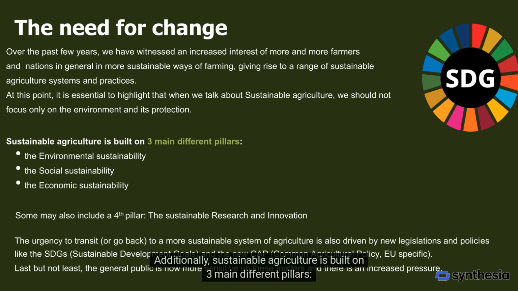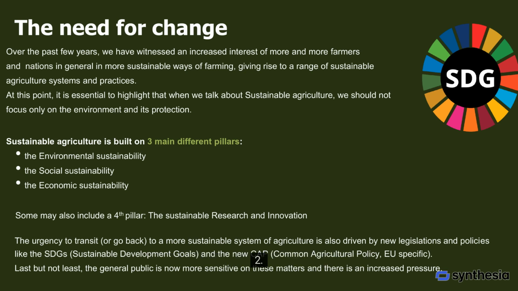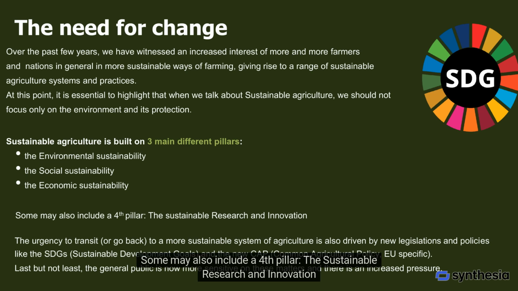Additionally, sustainable agriculture is built on 3 main different pillars. 1. The environmental sustainability. 2. The social sustainability. 3. The economic sustainability. Some may also include a 4th pillar, the sustainable research and innovation.